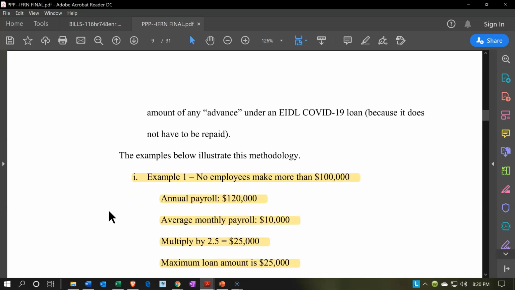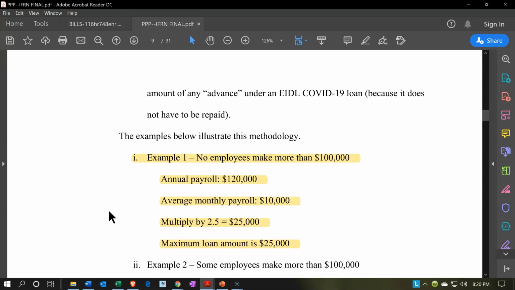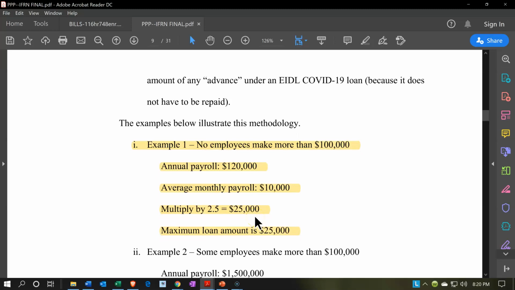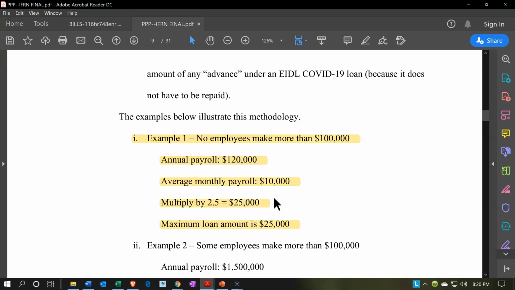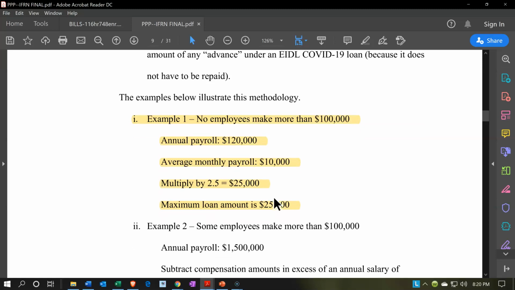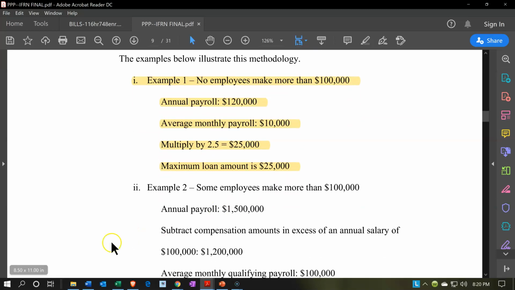The examples below illustrate the methodology. Example 1, no employees make more than 100,000. So we don't have to deal with that limit. Annual payroll is 120. So however many employees we have, we add them all up and it adds up to annual payroll for a 12-month time period, 120. Average monthly payroll, then, if you divide that by 12, is 10,000. Multiply that times the 2.5, there's the 25,000. That's what you have. So that's the easiest example.